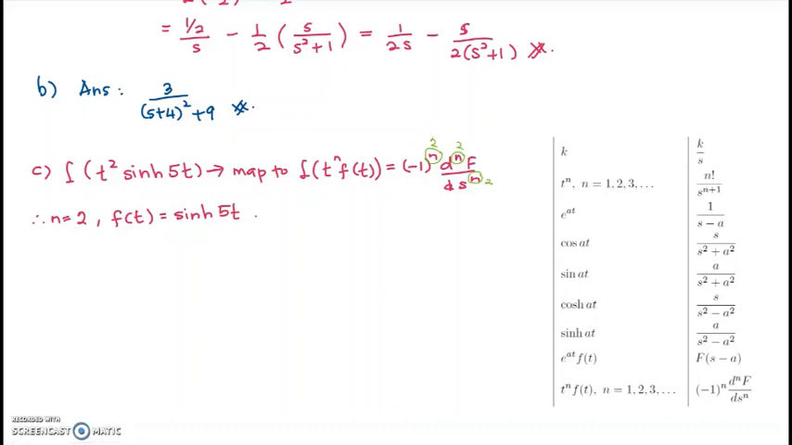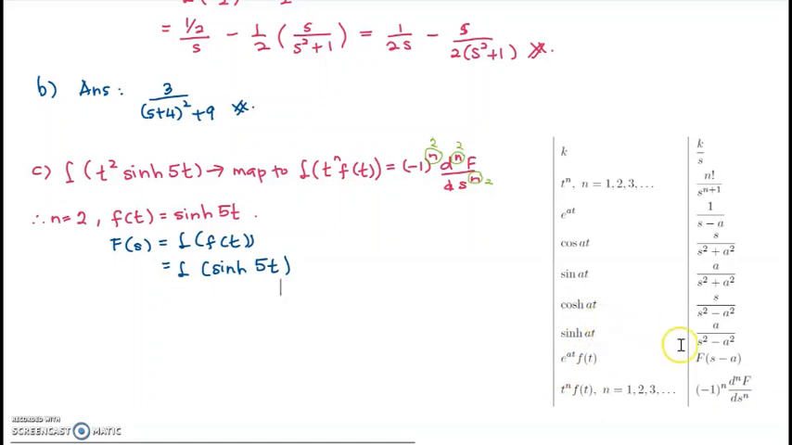By knowing f(t), we can get F(s), because F(s) is the Laplace of f(t). So this is the Laplace of sine 5t. Look carefully in the table. We have sine at, but sometimes students overlook it; we have hyperbolic sine here. So be careful. Sine hyperbolic at: the transform is a over s square minus a square. In our case, a is 5, so we have 5 over s square minus 5 square, which is 25. So that is our F(s).